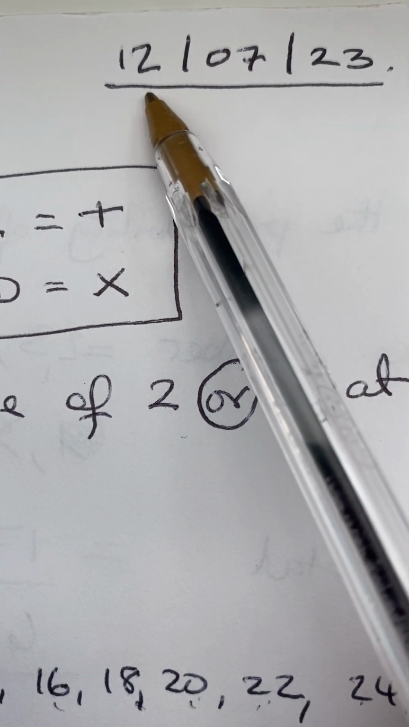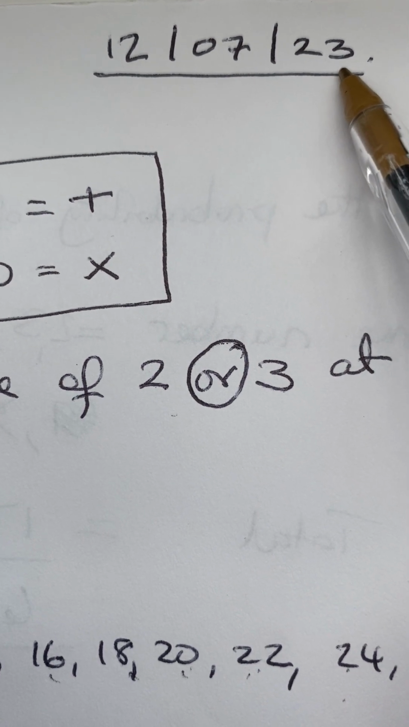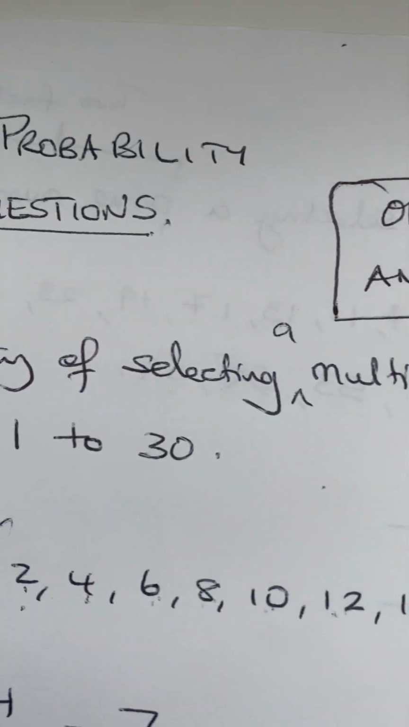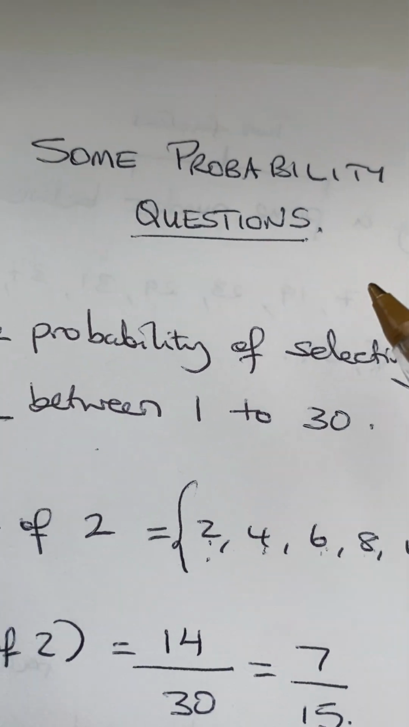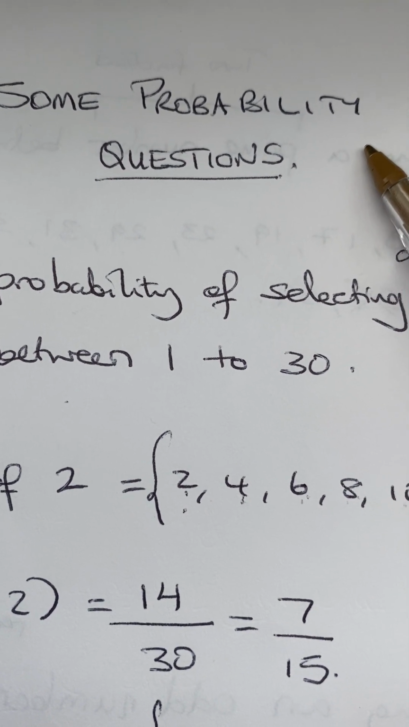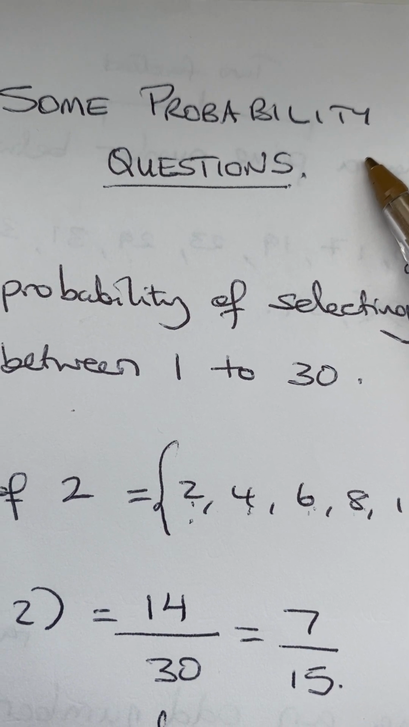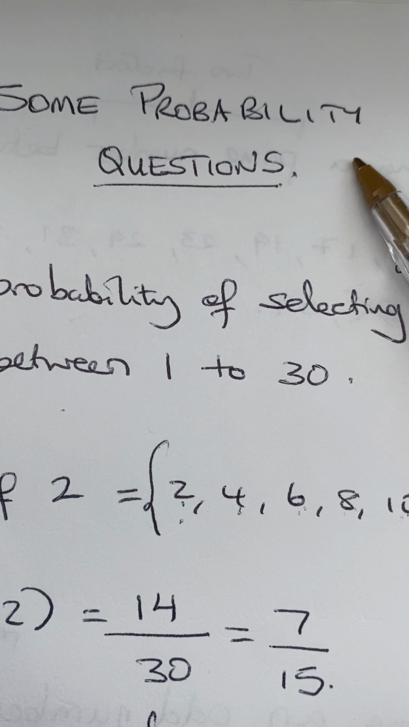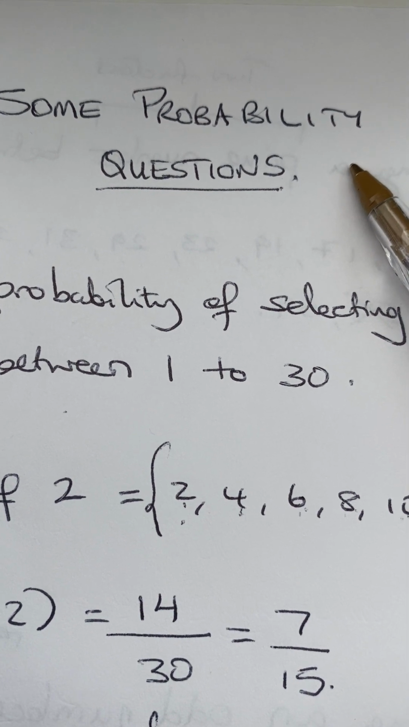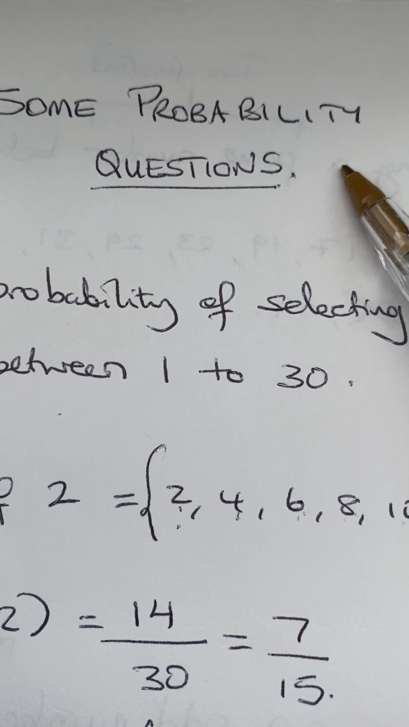Today is the 12th of July 2023, okay? And we want to have a look at some possible probability questions, okay? We've been looking at probability. We've looked at impossible events, and we've looked at certain events.